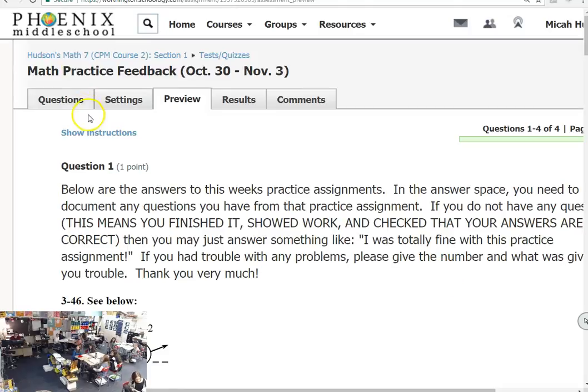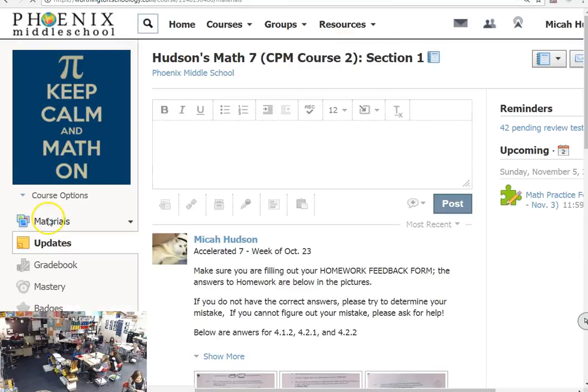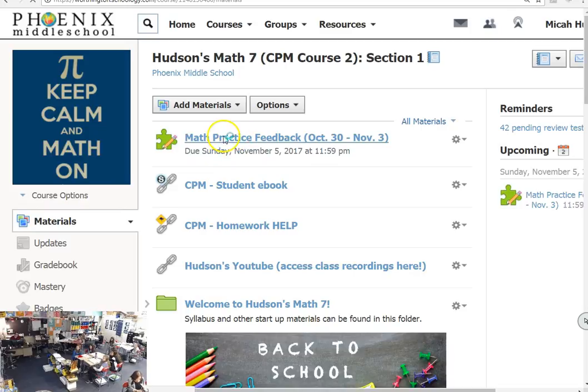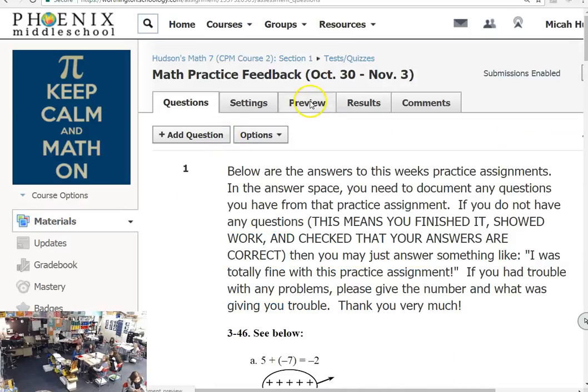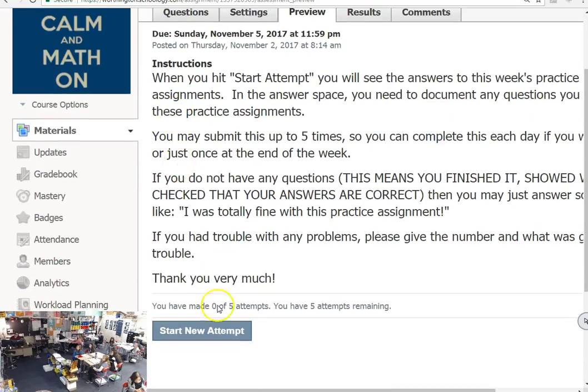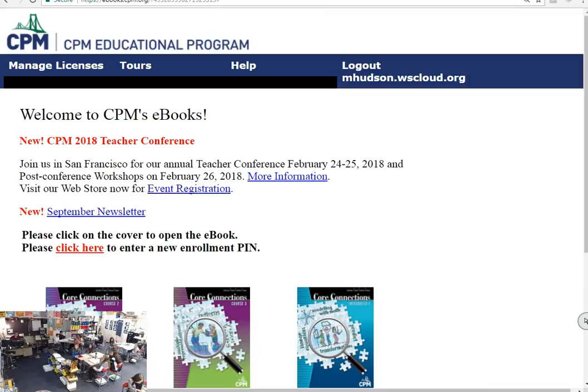So for you to check your answers this week, just go to your materials page. Materials, not updates, materials. Click on math practice feedback, start an attempt. Sorry, for you it'll look like this. Start an attempt and you can check your answers there. Any questions? Good? Sweet. Awesome. So moving on.